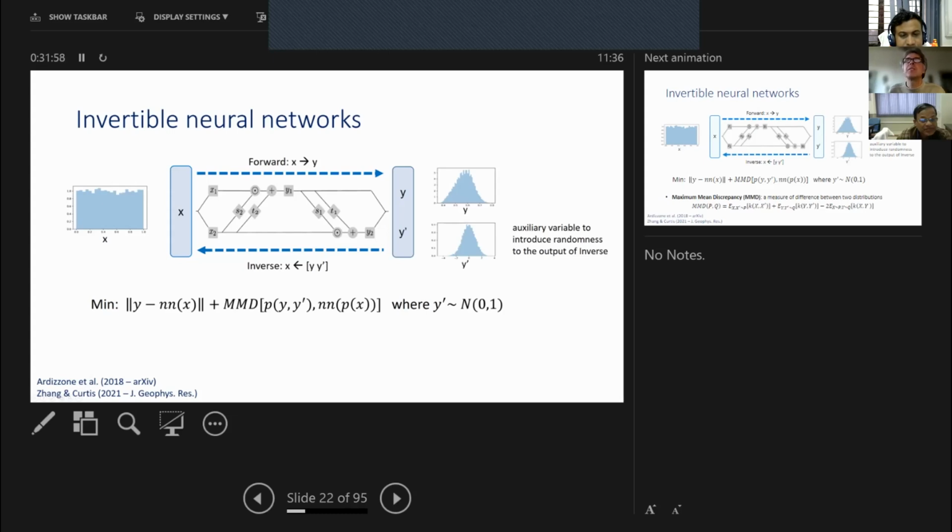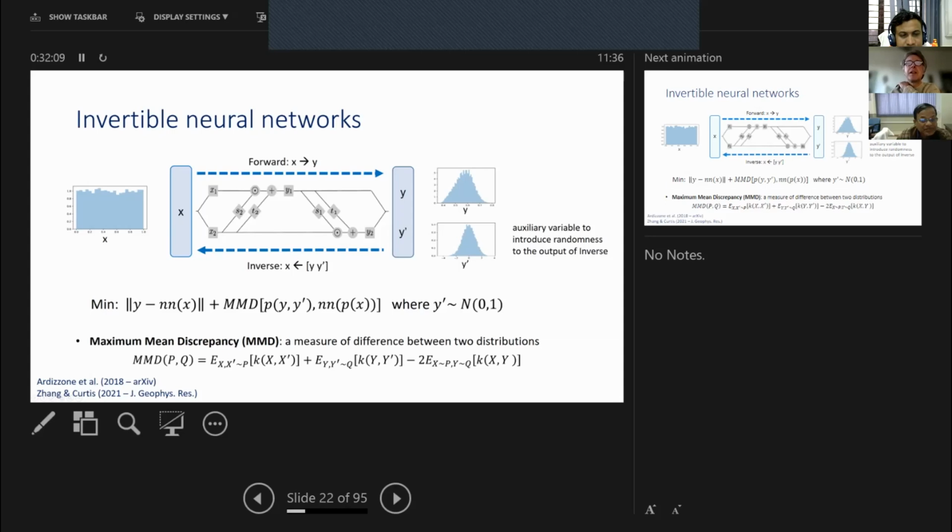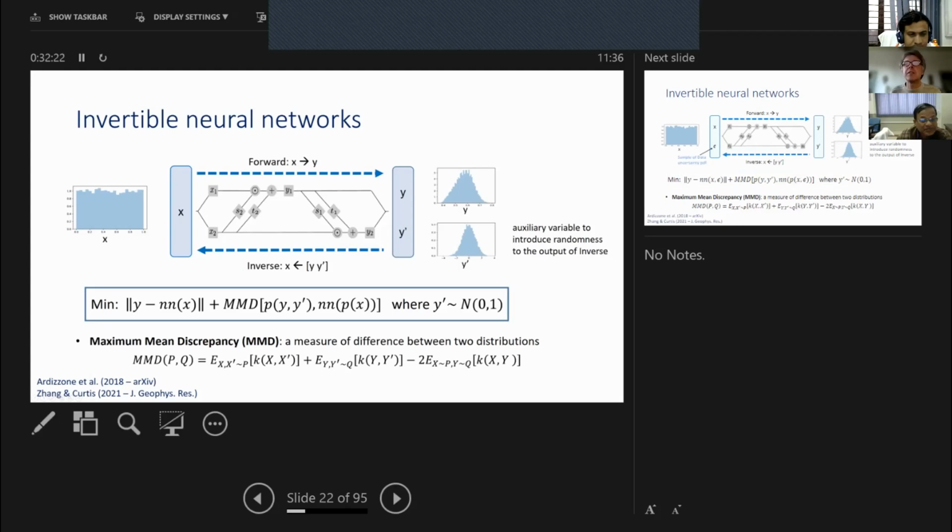Now, yesterday we used the Kullback-Leibler divergence as a measure of the difference between distributions. Here, we use a different measure, which is called the maximum mean discrepancy. It's just another measure of the difference between two distributions, and I'm not going to go into that. It turns out that if we minimize this loss function, it can be shown that the neural network will approximately output samples of the inverse problem solution, so the posterior distribution in the Bayesian sense.